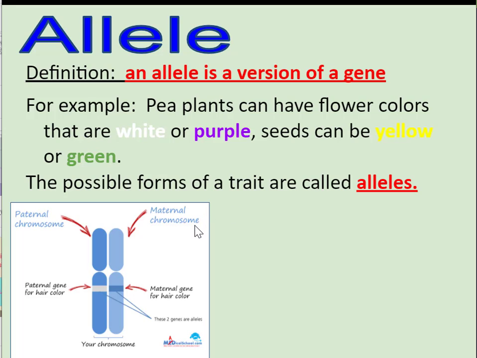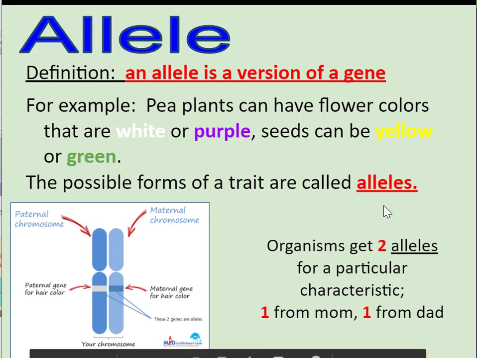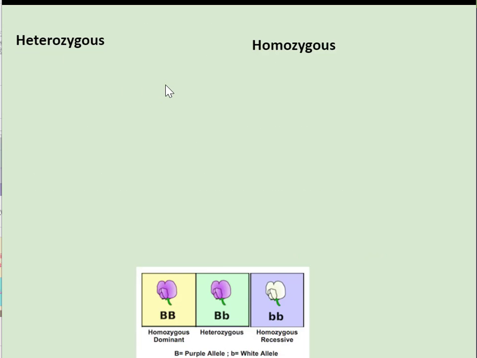Now, when we look at ourselves, if you have blonde hair, you still get those alleles from mom and dad. So we have two alleles for a particular characteristic, like blonde hair, and we would get one from mom and one from dad. Now, as we go through this lecture, we're going to focus mainly on the basic vocab so that we can continue on with making Punnett squares and learning about different probability of passing these alleles from parents to offspring.